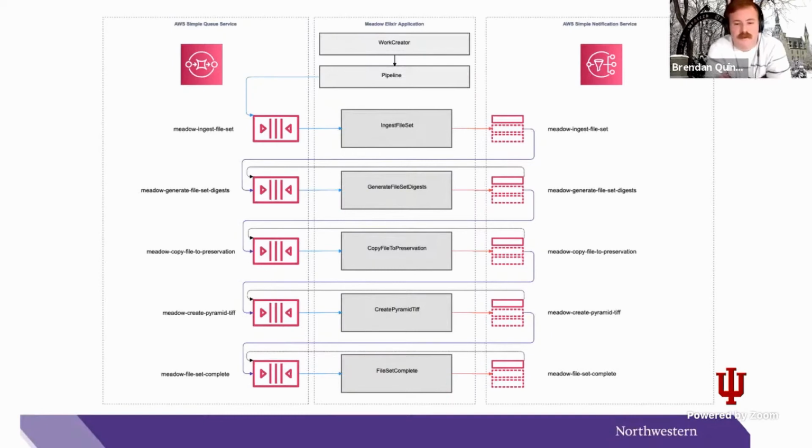On the right is the AWS Simple Notification Service. You can see the list of topics: Meadow ingest file set, Meadow generate file set digests, etc. The actions send messages to topics, which in turn deliver those messages to all subscribers on the topic. In our case, subscribers are the SQS queues in the left-hand column. Importantly, we use subscription filters to send messages back to queues that have a retry status. So if something doesn't work, they can go back to the previous pipeline queue and retry. Otherwise, messages are sent to the next queue in the pipeline.